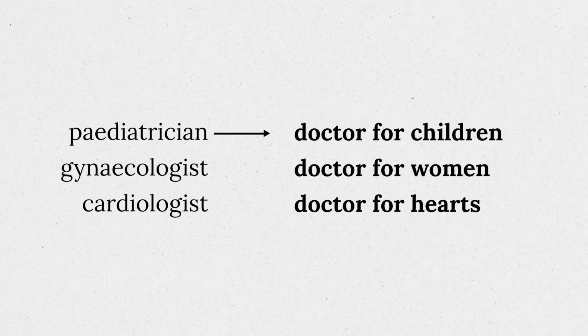Another example, you can learn the names of all of the various types of doctors in a hospital, or you can use the simple strategy. Pediatrician becomes a doctor for children. Gynecologist becomes a doctor for women. And cardiologist becomes a doctor for hearts. If you want, you can add an extra simple adjective to make your explanation even clearer.